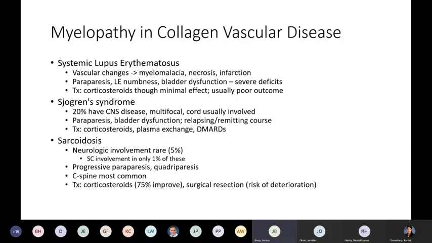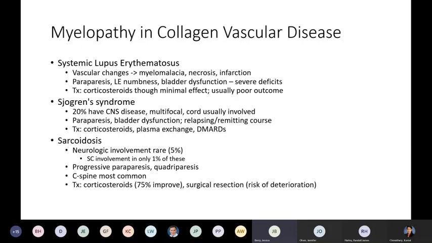And typically the deficits are pretty severe. You can use steroids for this, though really not thought to have too much effect, and usually the outcome neurologically is pretty poor when this occurs. In Sjogren's, actually about 20% of persons with Sjogren's syndrome will have CNS disease. It can be multifocal, and the cord is usually involved. So again, they'll have paraparesis and bladder dysfunction.